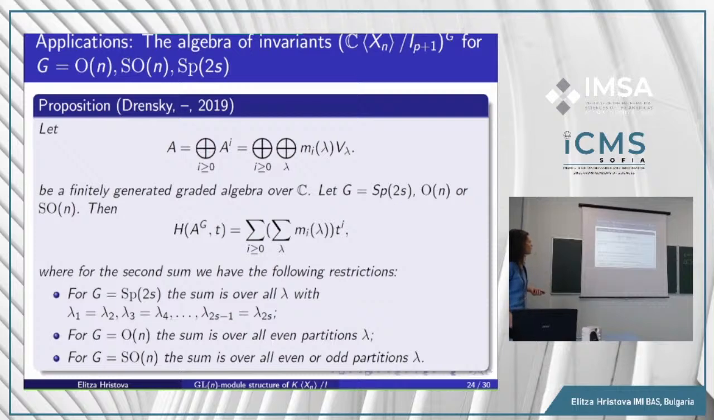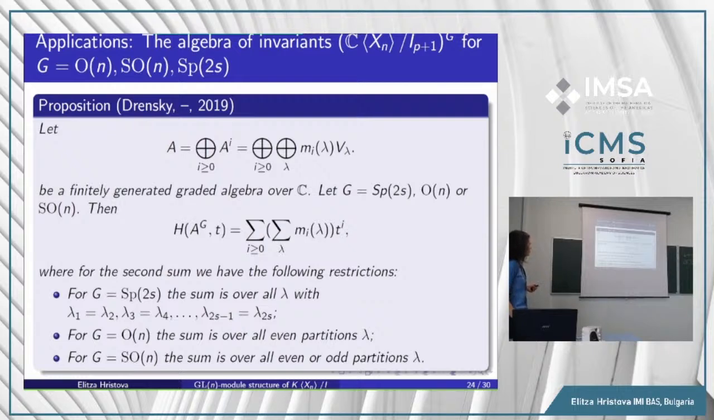But now, we have a joint result with Drensky that has a similar form to the previous one for GLN, for SLN, and the UTN, which says that if we know the decomposition of our starting algebra as a GLN module, then for the algebra of G invariants, we get this form of the Hilbert series, with, of course, some constraints on the lambdas that can appear in the sum.